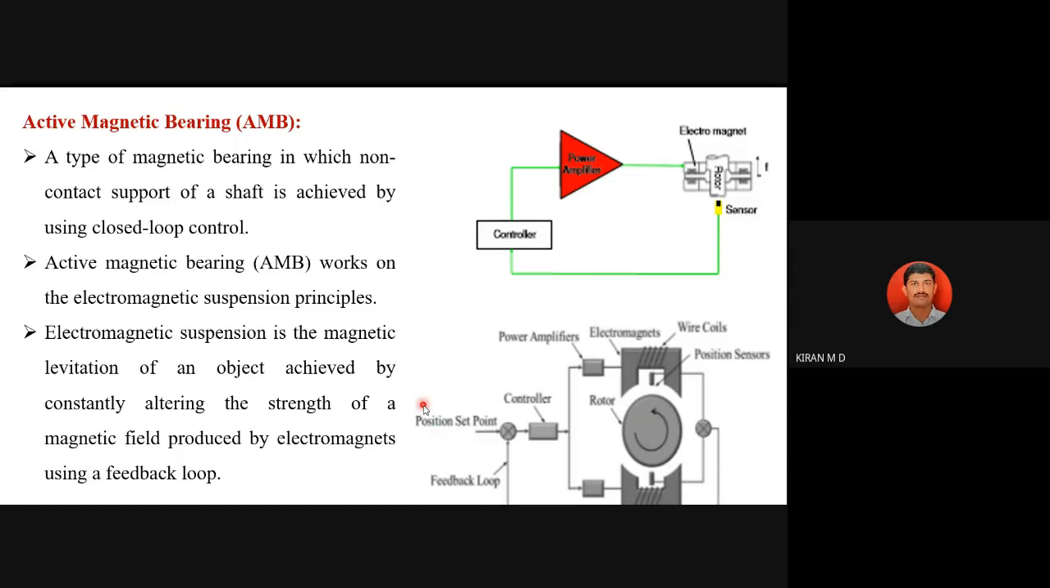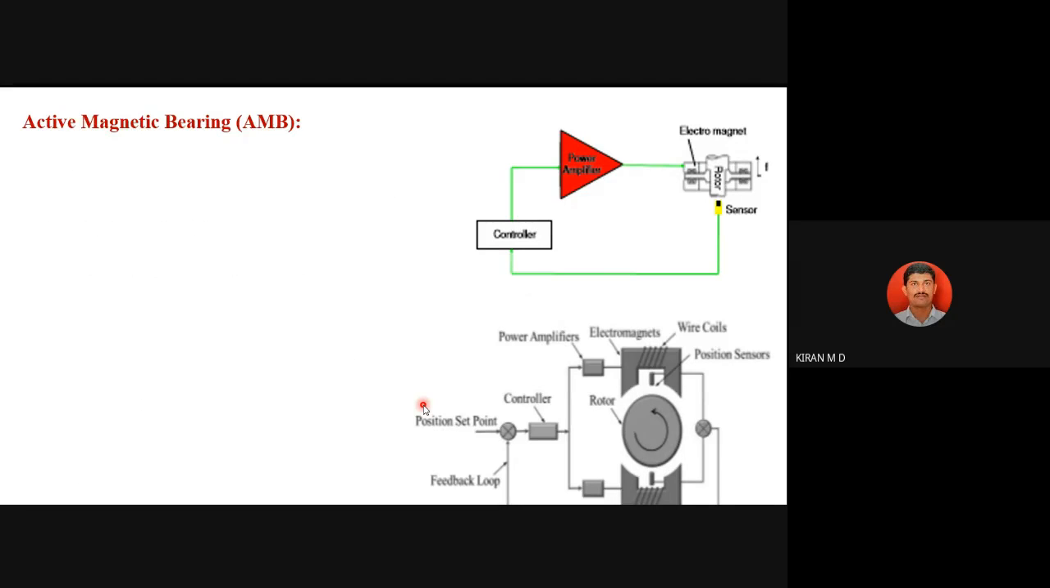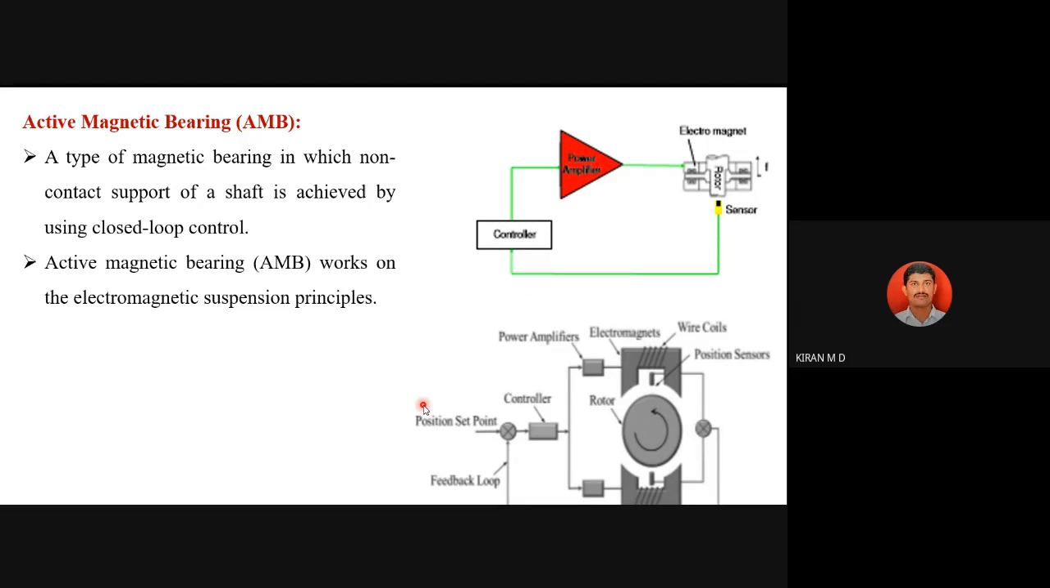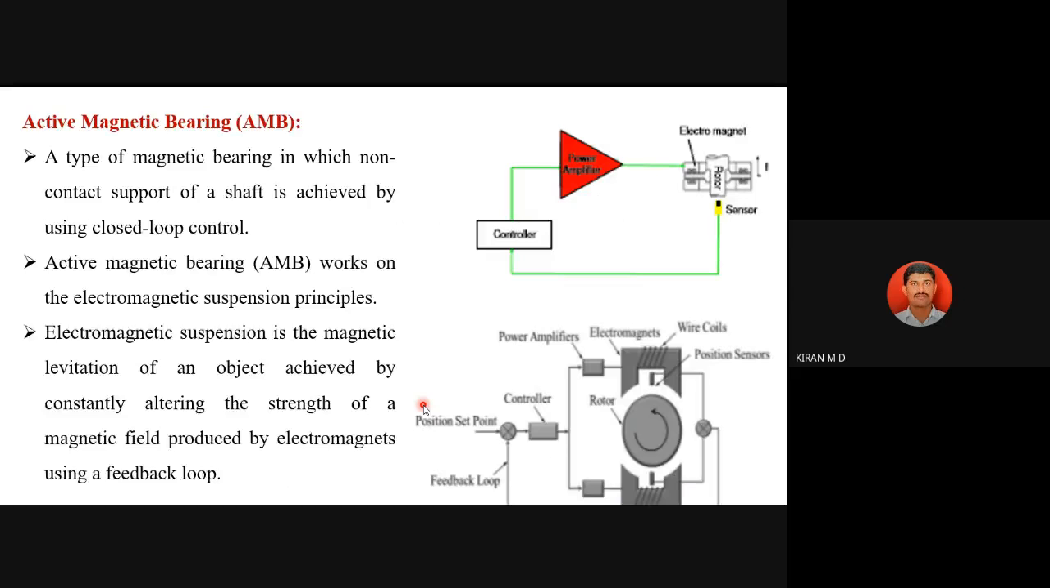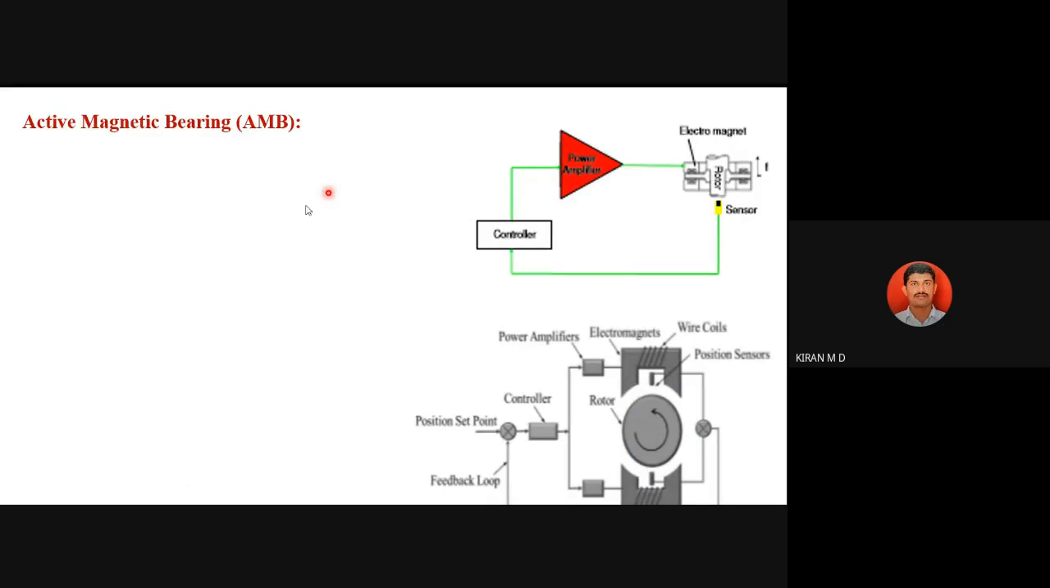Is it clear? Yes, sir. So actually the active magnetic bearing is a closed loop magnetic bearing, and the passive magnetic bearing is an open loop magnetic bearing. Next class we will discuss the passive magnetic bearing.